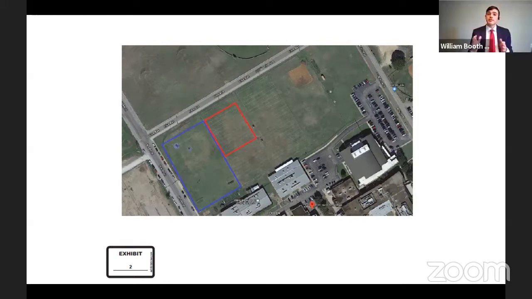So when you noticed that Rory was goofing off, where was she in this photograph? She was in the red box. And where were you? I was in the blue box running the scrimmage with my other girls.